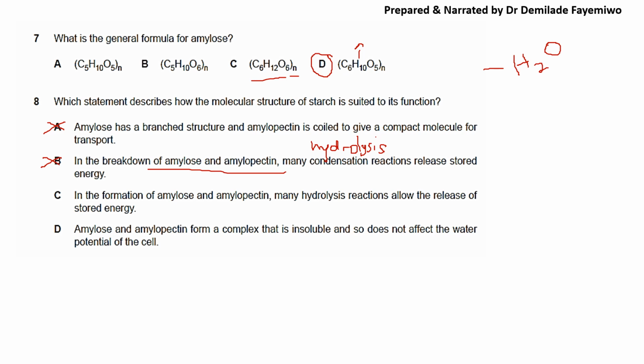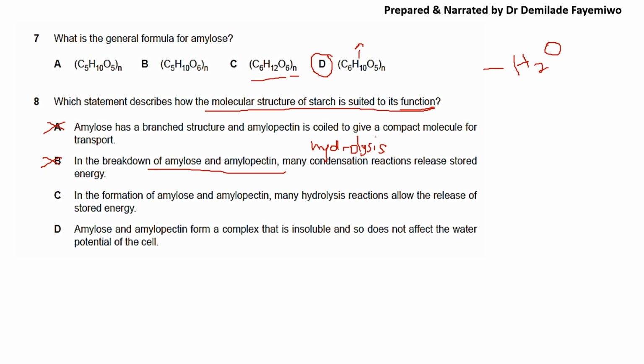But let's look at D. Amylose and amylopectin form a complex that is insoluble and so does not affect the water potential of the cell. Again, going back to the question, because this could be correct, right? The hydrolysis reactions result in the breaking of bonds and that releases energy. But the question is asking you how the molecular structure of starch is suited to its function.